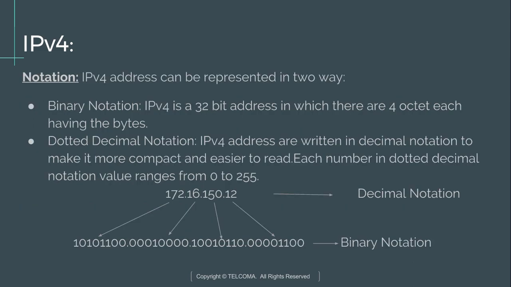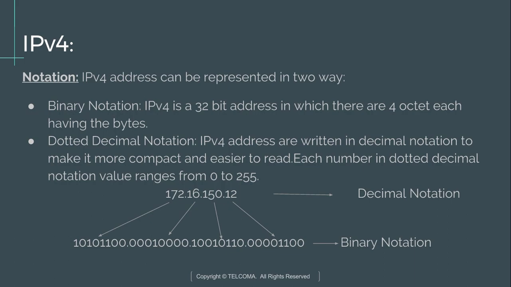The next is the notation of IPv4, how we can represent IPv4 addresses. It is represented in two ways: binary notation and dotted decimal notation. In binary notation, the IPv4 address is 32 bits, represented in 4 octets, and each octet has 8 bits. As an example, the IP address 172.16.150.12 is shown, along with its binary notation in 0-1 form.